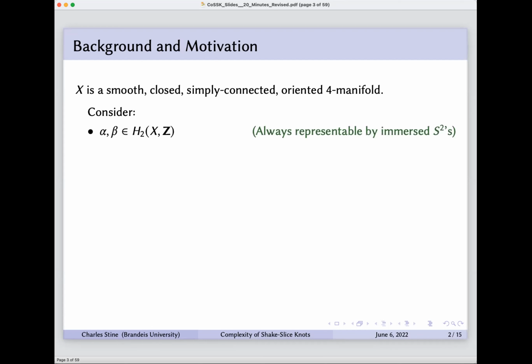And the particular questions we're going to be interested in today are based on the following. Consider two classes alpha and beta in the second homology group of such a four manifold. By simple connectivity and the Hurewicz theorem, such alpha and beta can always be represented by immersed two spheres. Moreover, consider classes with the following intersection data. The two homology classes have intersection number 1, alpha has arbitrary self-intersection number n, and beta has self-intersection number 0. In surgery theory, this is called a hyperbolic pair.